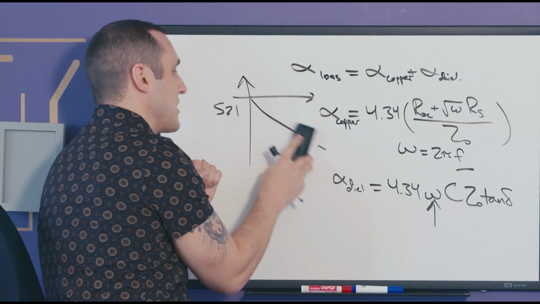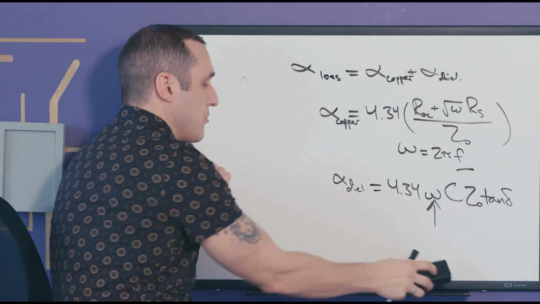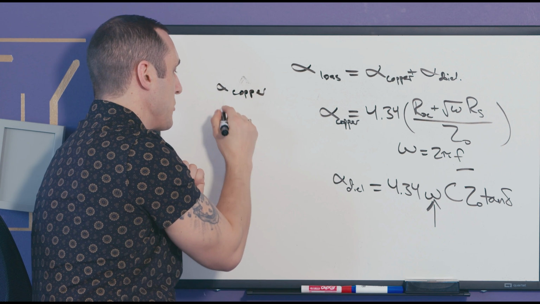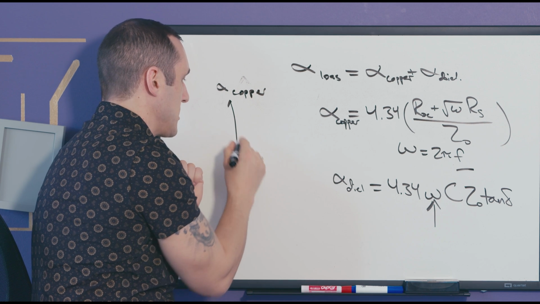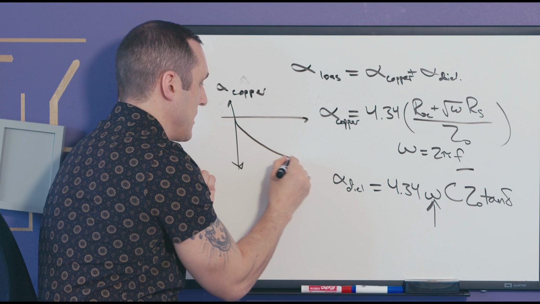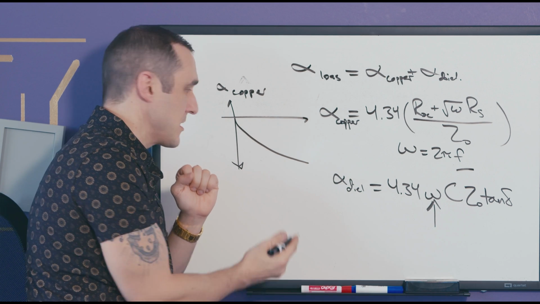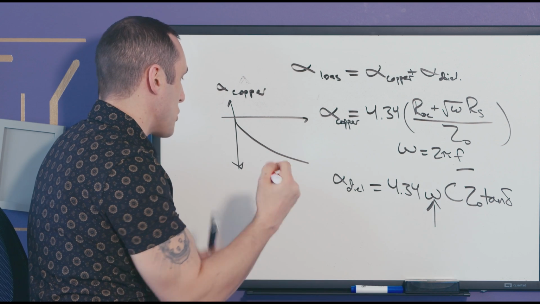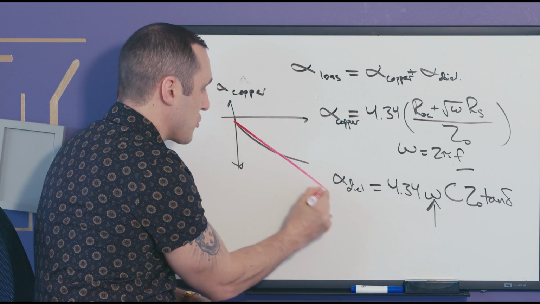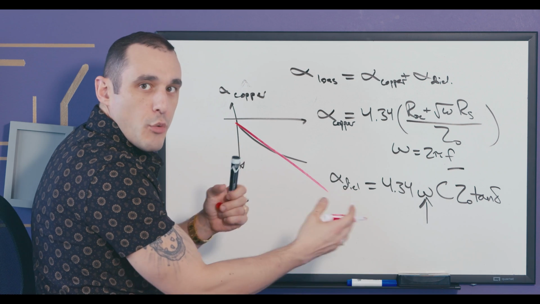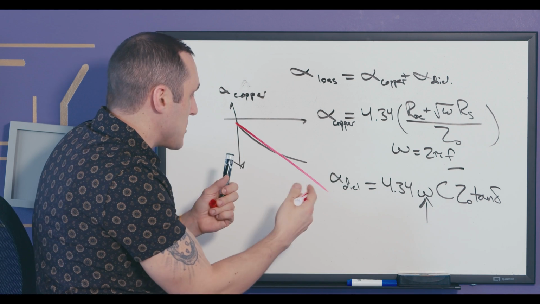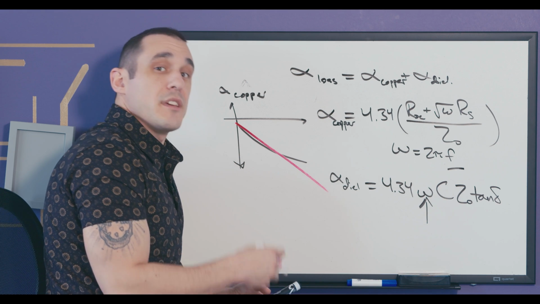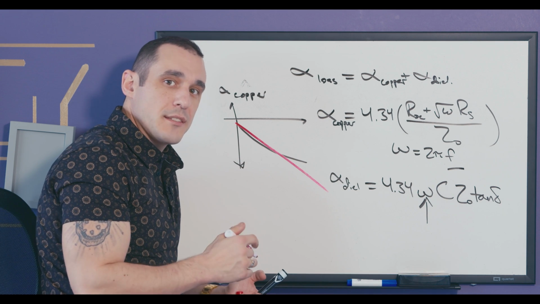Now, if we just plot these individually, let's say we plot alpha copper versus frequency, we would get a graph that looks something like this, where it has more of a square root dependence and then levels off. Whereas if we plot the dielectric portion, it's going to be a straight line. Now, how do we know which of these is dominant at any given frequency? Well, what we need to do is actually calculate the various contributions from them. We can do that using a spreadsheet that I've created in Excel.